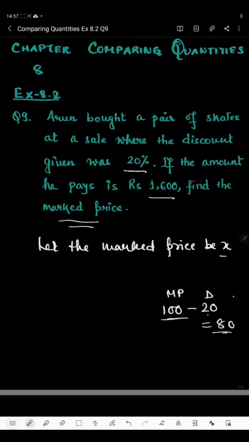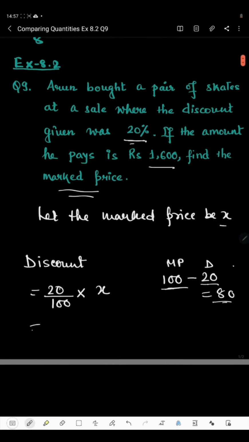the mark price is X. Now we will have to find the discount. The discount percentage is given, which is 20%. Always remember that the discount is always on the mark price. So we can find it by multiplication. So 20% of the mark price is the discount. So how much is the discount? 2 ones are 2, 2 fives are 10. So X by 5. So this is the discount.